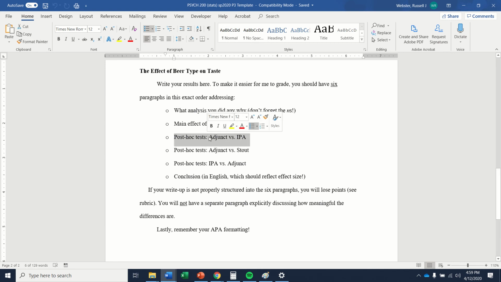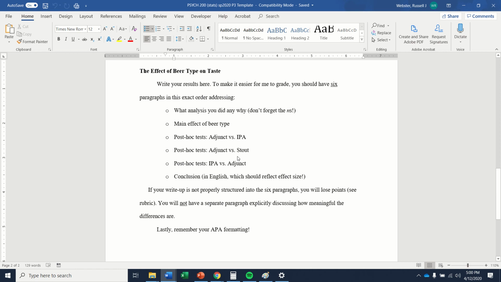So in the first post hoc test paragraph, which will be the third paragraph of the entire write-up, you'll talk about the American adjunct lager versus American IPAs. In the second post hoc paragraph, you'll talk about the adjunct versus stout. And then in the final post hoc paragraph, you'll talk about the IPA versus stout comparison. Right. So 3 separate paragraphs for the post hoc test.